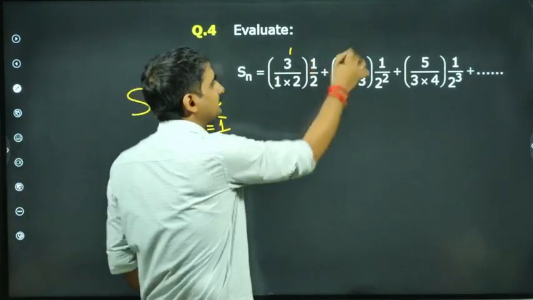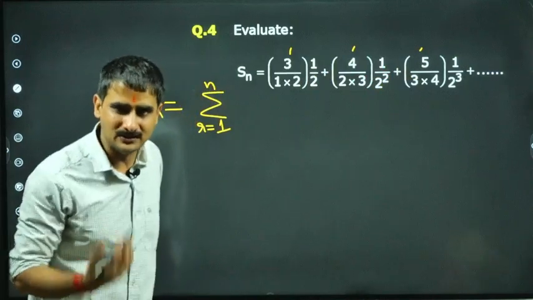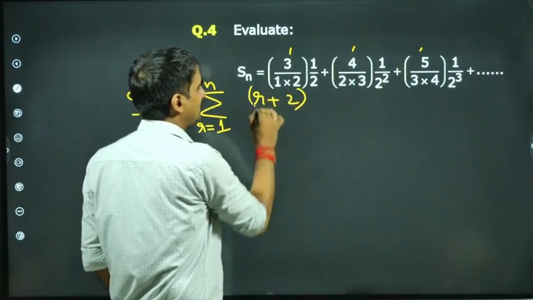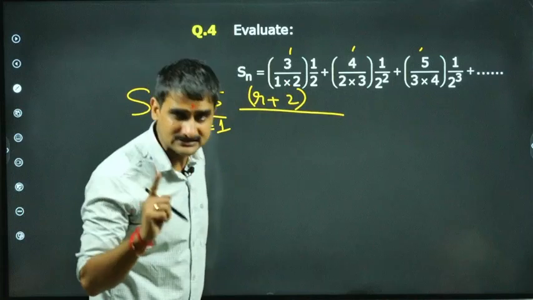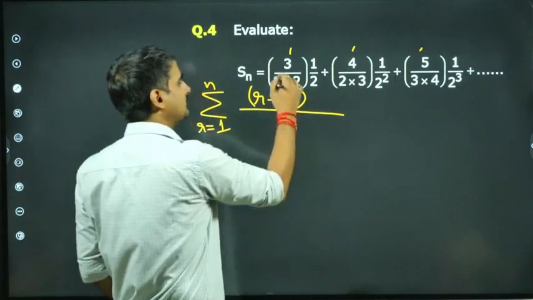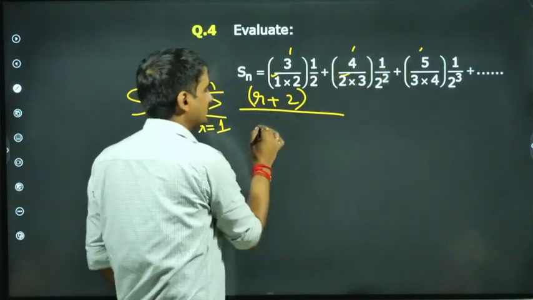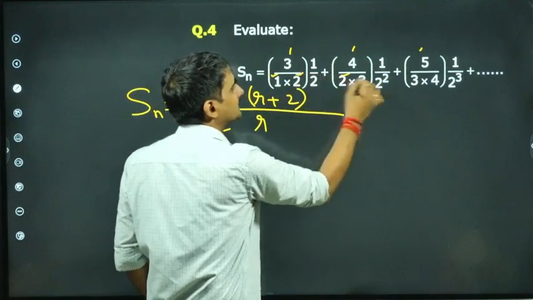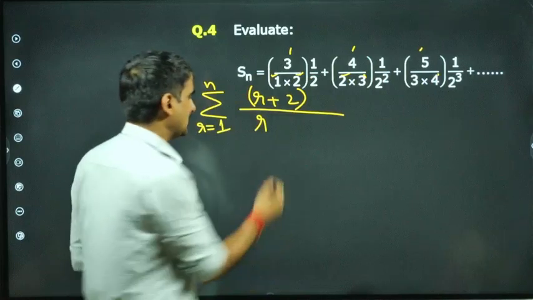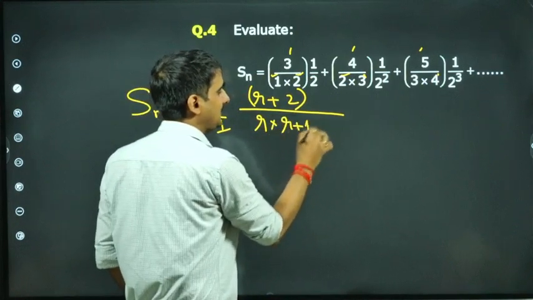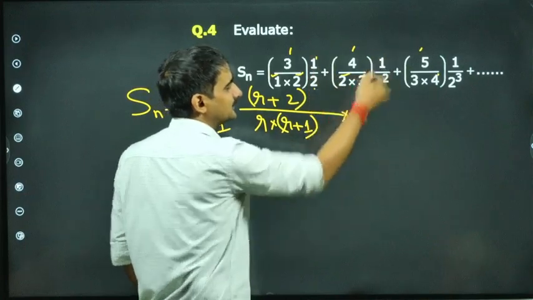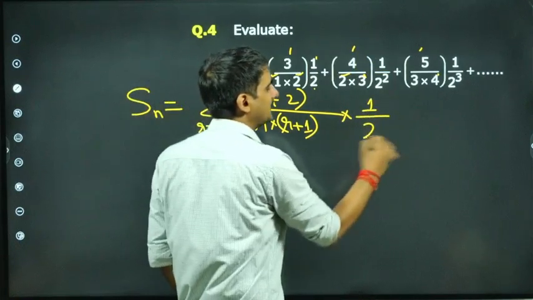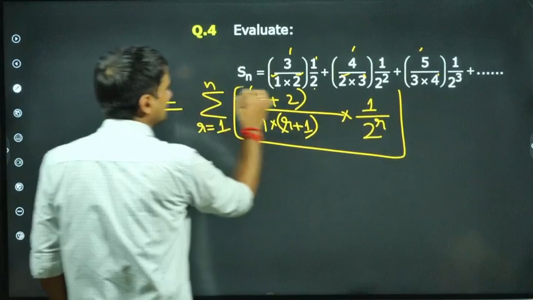See, 3, 4, 5, that's the normal AP with common difference 1. You will write its general term, it will be r plus 2. Now for denominator, if we collect the first number of every term which appears as product, that is 1, 2, 3, so its rth term is r. And next number which appears as product 2, 3, 4, its rth term will be r plus 1, so r into r plus 1 and then into 1 by 2, so second term is 1 by 2 square, third term is 1 by 2 cube, so rth term will be 1 upon 2 raised to the power r. So that's the general term here.